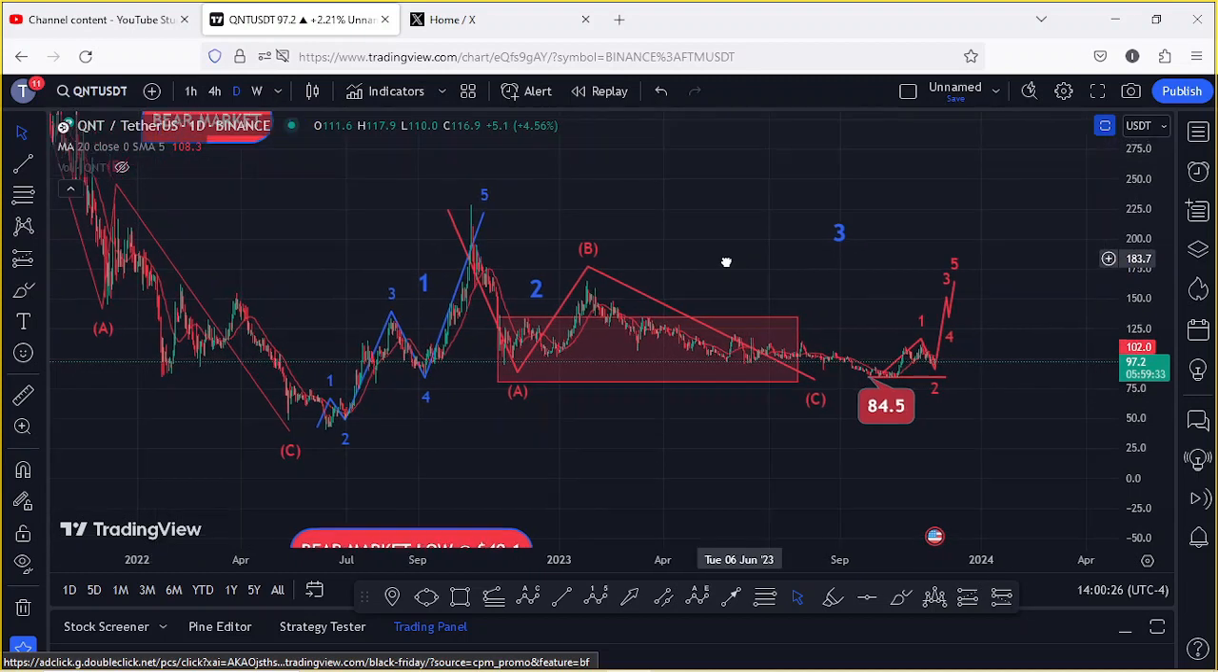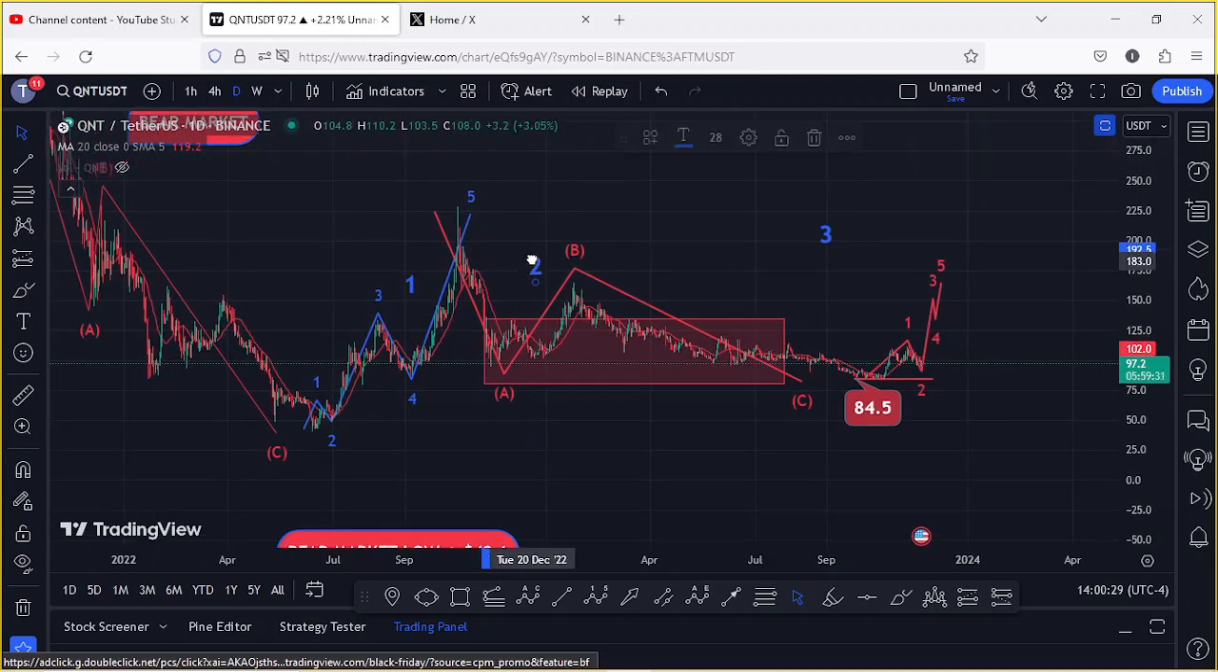Then we started a corrective structure in the formation of this wave 2 into the minimum target areas for the second wave, highlighted on the charts using this red target area, which is an area that we have now fully maximized. There are chances that we have now bottomed out in the formation of this wave 2, and QNT is now ready for a massive push to the upper side in the formation of this wave 3.